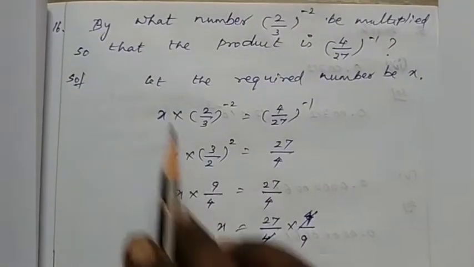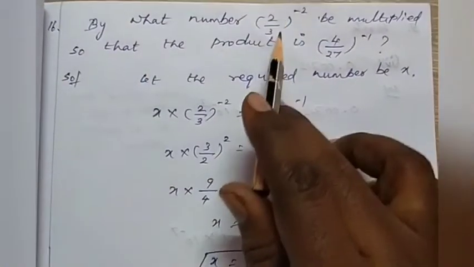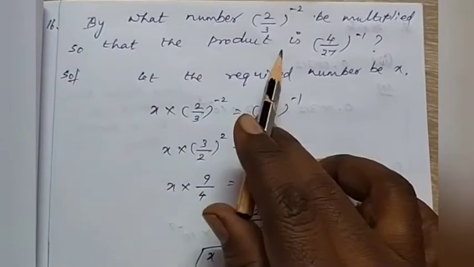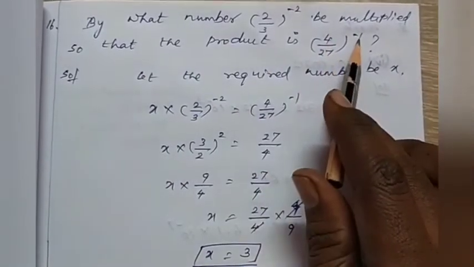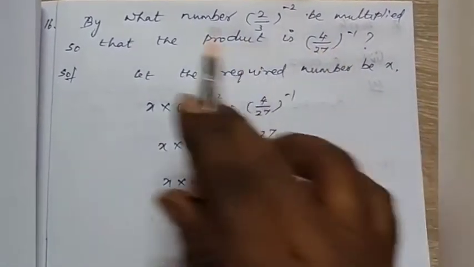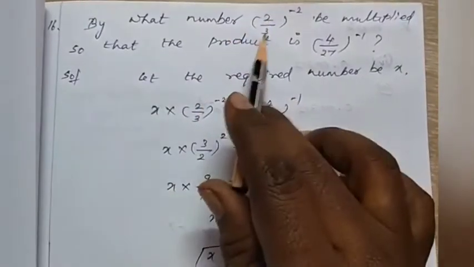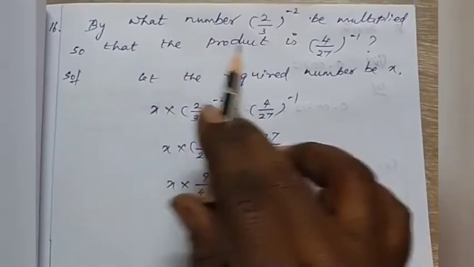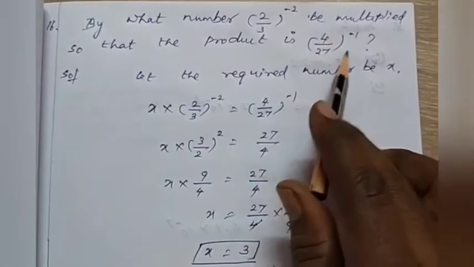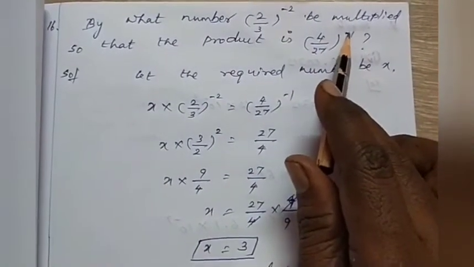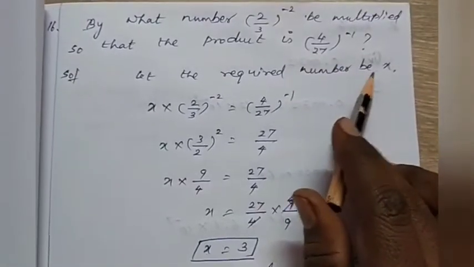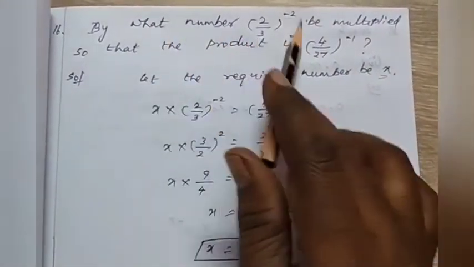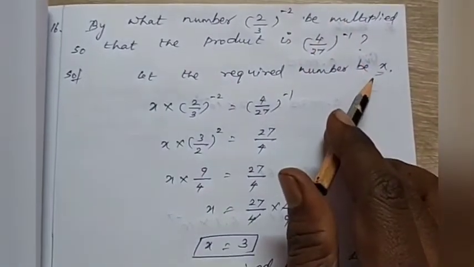So the next question is: by what number should (2/3)^(-2) be multiplied so that the product is (4/27)^(-1)? By what number should (2/3)^(-2) be multiplied so that the product is (4/27)^(-1)? So let the required number be x.